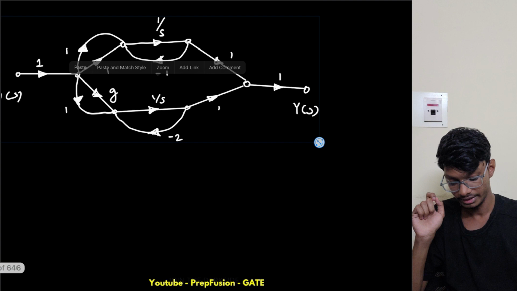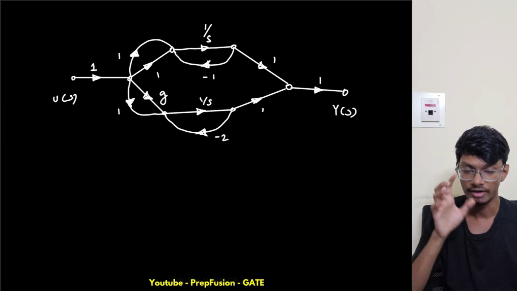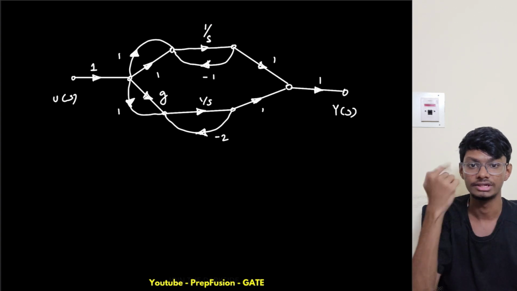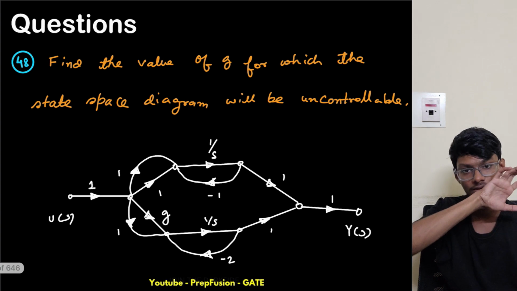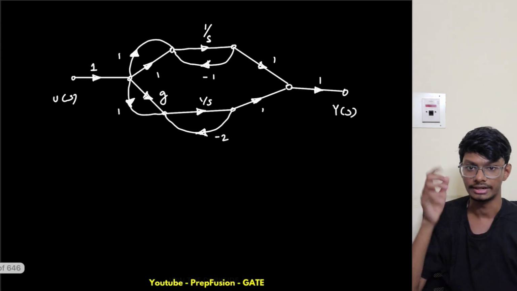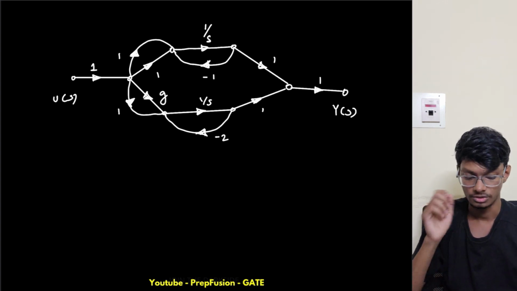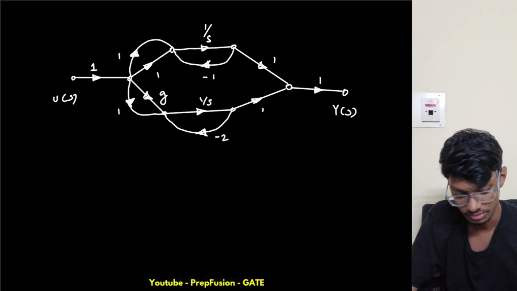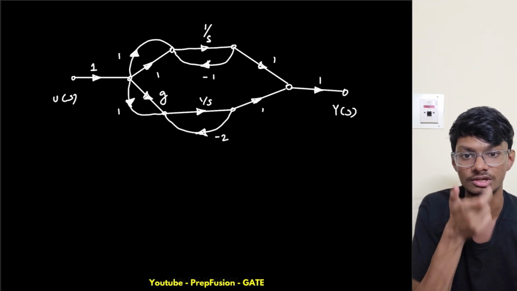So we got the basic idea, that is the basic thing you have to keep in mind. How to make this uncontrollable? I have to make one of the state variables independent of the input, then this state space representation will be uncontrollable. That is the main aim I should keep in mind while solving this question. You solve it by yourself, then you see my solution. So again, I will write the time domain expression to write the state space equations.